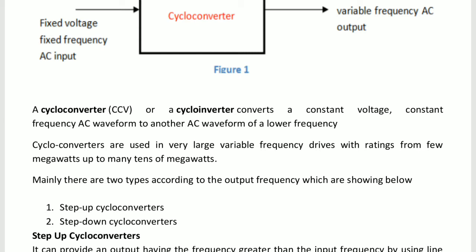So it is widely used for variable frequency drives, that is VFDs, with ratings from a few megawatts up to tens of megawatts. These are the ratings of cycloconverters. We will see the detailed specifications regarding the voltage, current, frequency and the output power in the next video regarding cycloconverters.